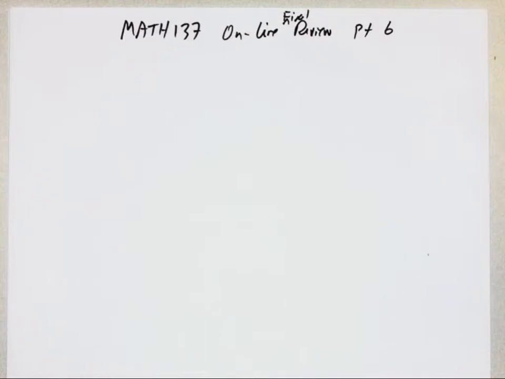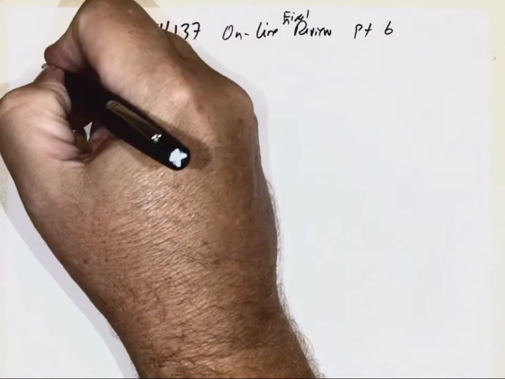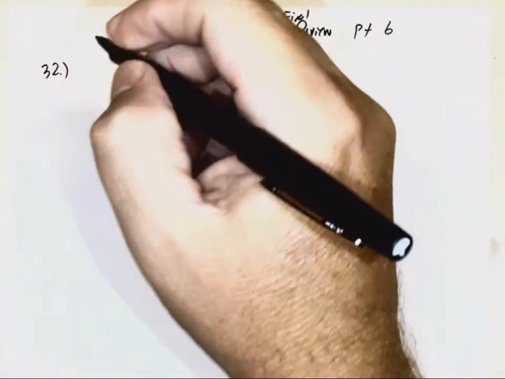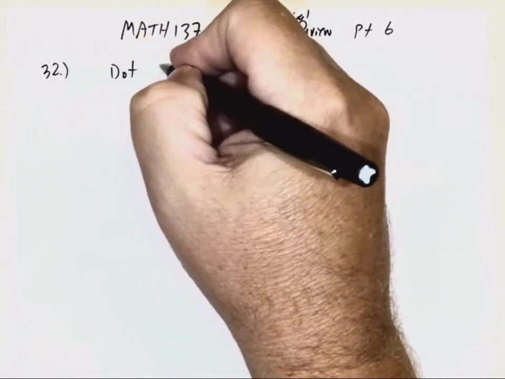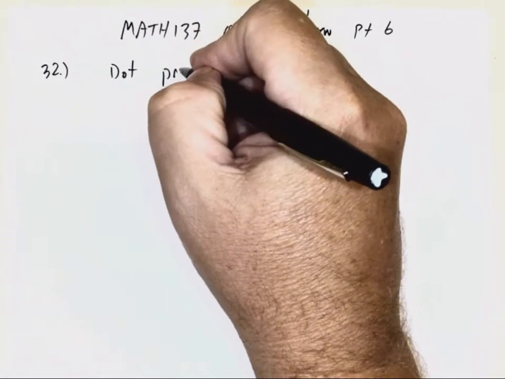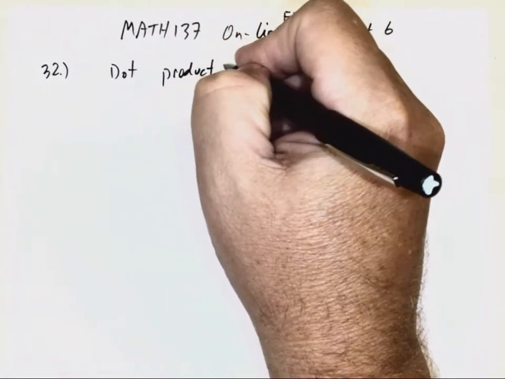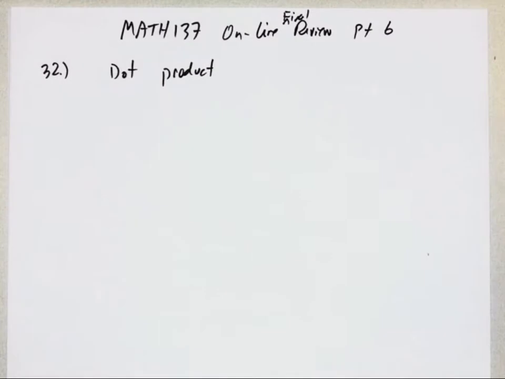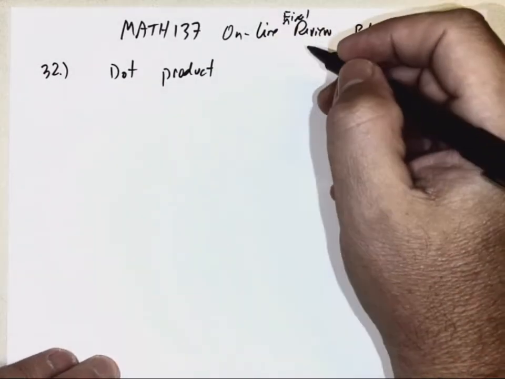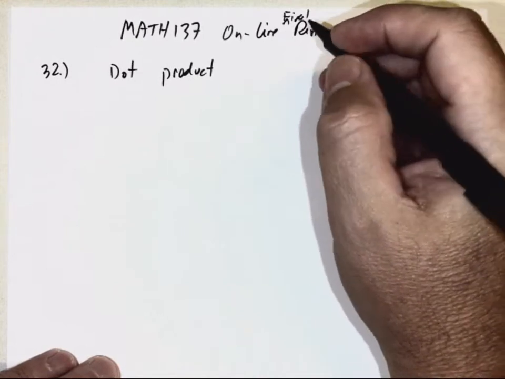We are now ready for problem 32. This involves vectors once again, but we talked about this thing called the dot product. And here's an equation that uses the dot product.